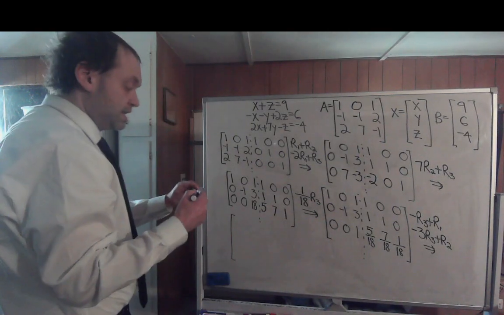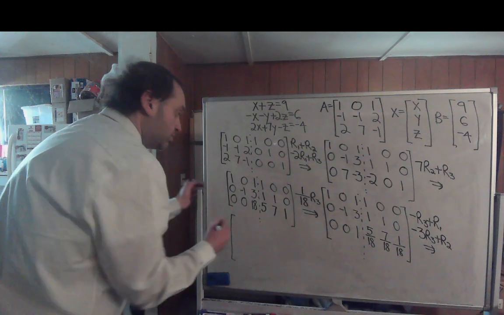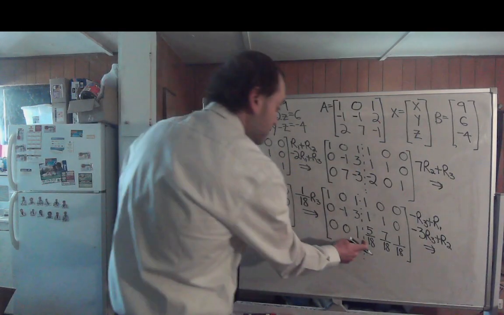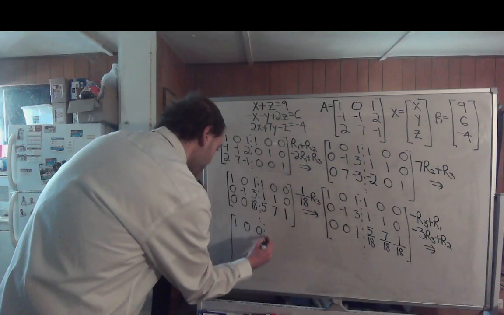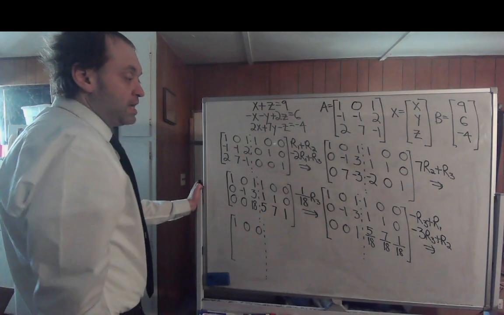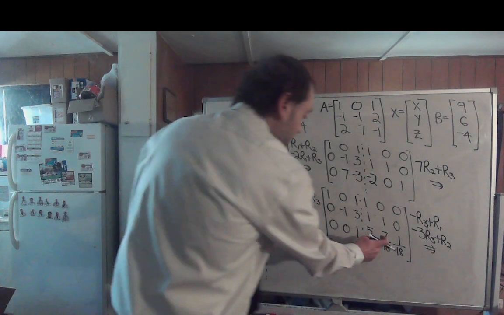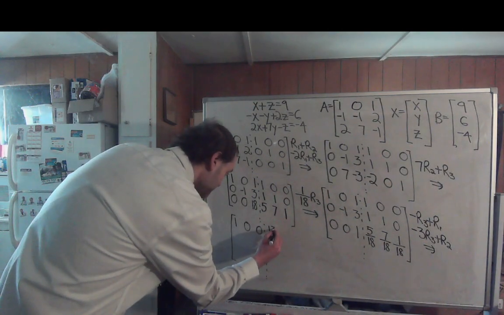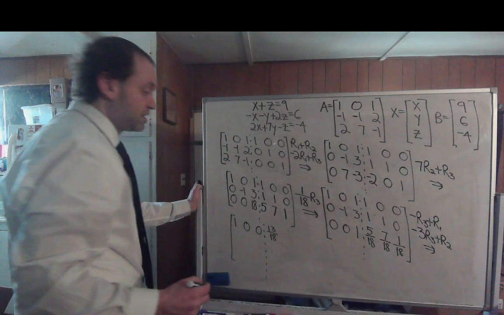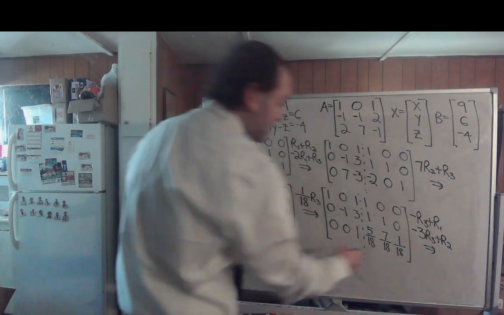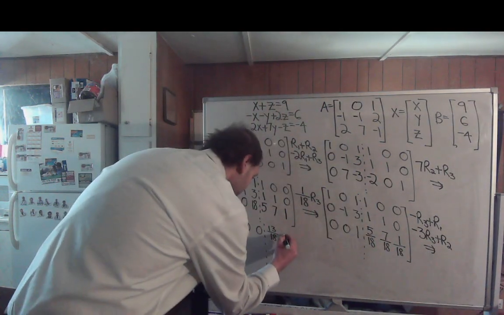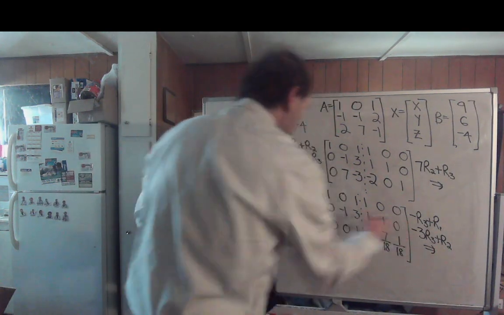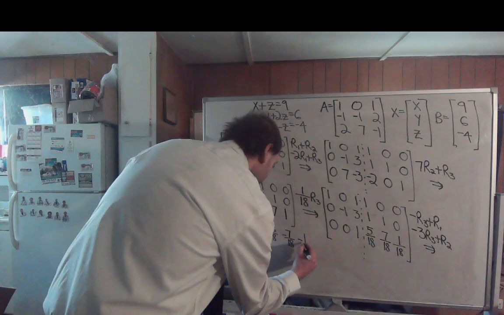Alright, so negative 0 plus 1 is still 1. Negative 0 plus 0 is still 0. Negative 1 plus 1 is 0. And then let's see, negative 5/18 plus 1, that would be plus 18/18, so that would give you 13/18. Negative 7/18 plus 0 is just that, negative 7/18. And then negative 1/18 plus 0 is just negative 1/18.